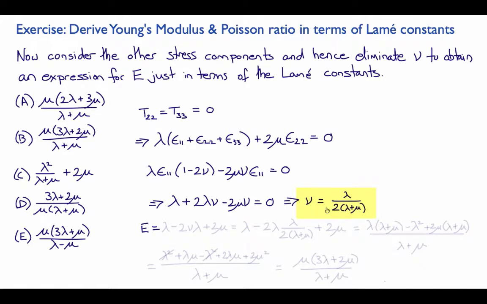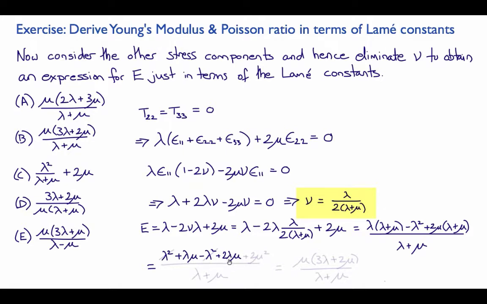Now we can substitute that into the expression that we got above for E, which was lambda minus 2 nu lambda plus 2 mu, to get lambda minus 2 lambda times nu, which is lambda over 2 times lambda plus mu, plus 2 mu. Then that can be rearranged to lambda times lambda plus mu minus lambda squared plus 2 mu times lambda plus mu, all over lambda plus mu. We cancel the 2's here, and multiply this term and this term by lambda plus mu. The lambda squareds here cancel. So we get lambda squared plus lambda mu minus lambda squared plus 2 lambda mu plus 2 mu squared over lambda plus mu. These terms cancel and it simplifies to mu times 3 lambda plus 2 mu divided by lambda plus mu, which is answer B.